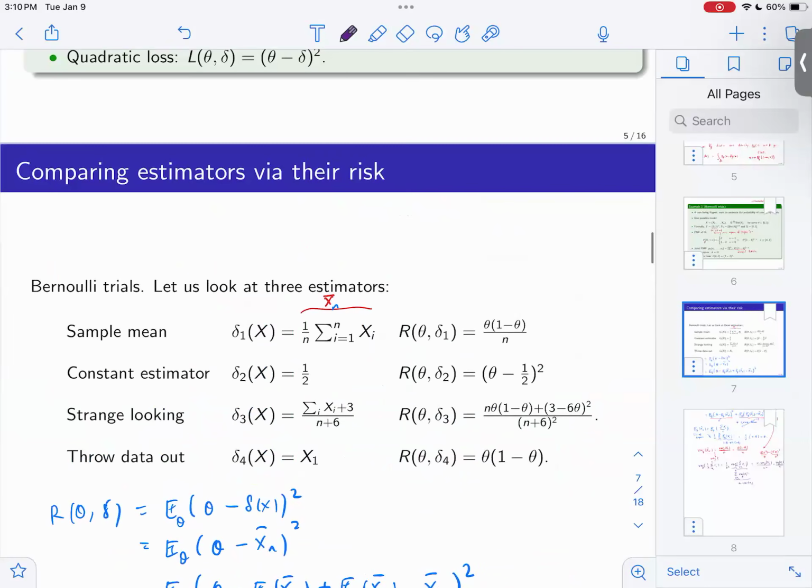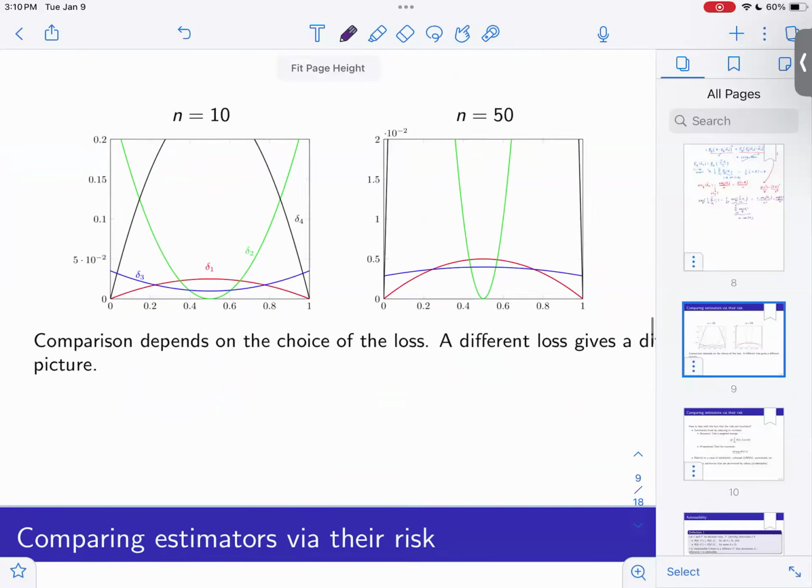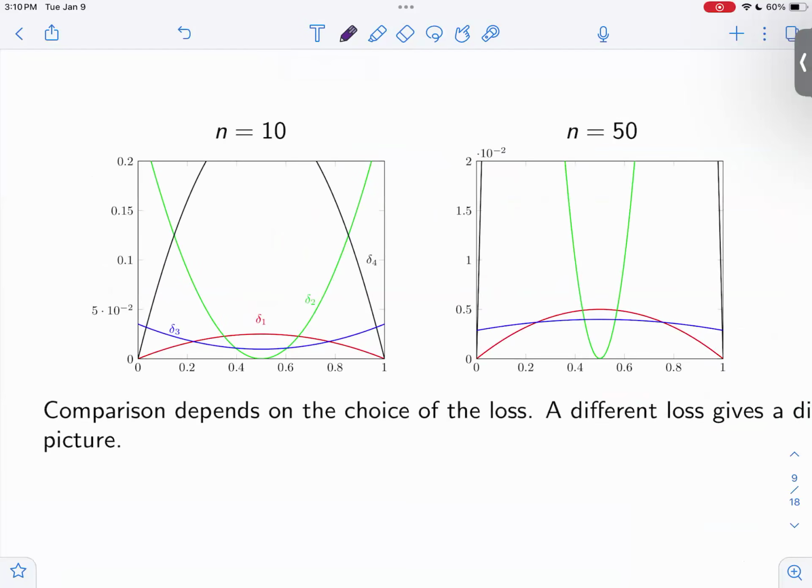Okay, so now I'm going to plot these the way that we did for the simpler example. And this is what we get. You already know the punchline here. Unfortunately, I gave it away. But you can see, this is for n equal to 10. This is for n equal to 50, zoomed in.